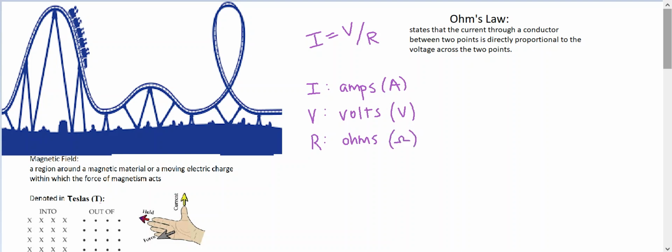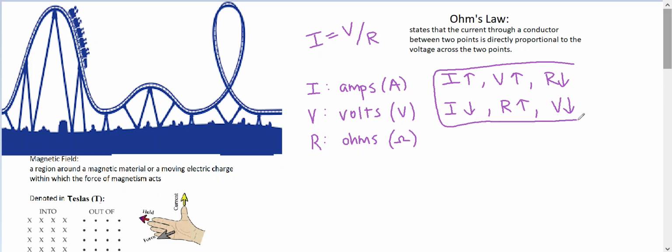It's important to understand the relationships between these variables. As current increases, voltage increases. As current decreases, resistance increases. So here, resistance would be decreasing, voltage would be decreasing. It's important to know these relationships to be able to understand how exactly Ohm's law works.